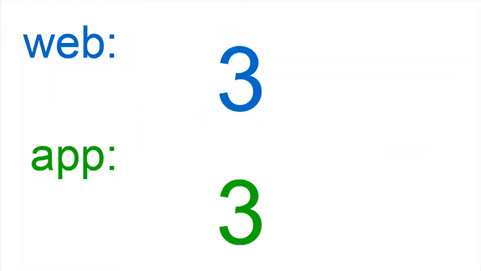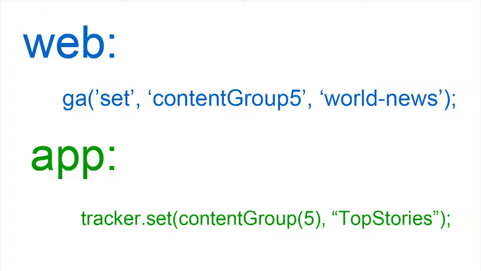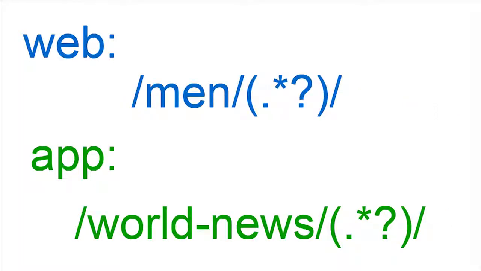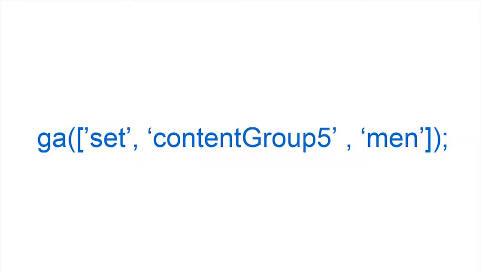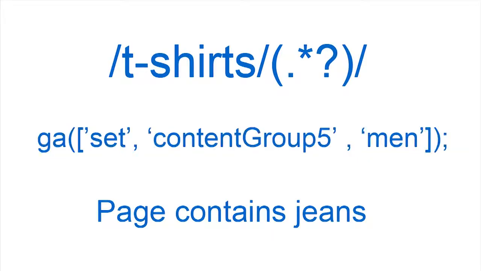Content grouping gives you three ways to group content. You can modify the tracking code for each page or screen you want to group, you can use regex capture groups to extract the relevant content, or you can create rules to evaluate and group content. You can use a single method, or you can use a combination of methods, including all of them.